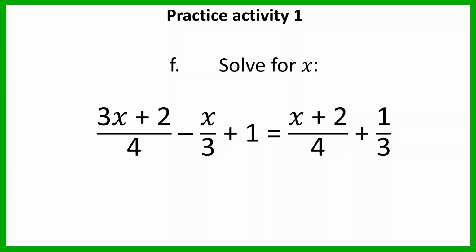In question F, we've got (3x + 2)/4 - x/3 + 1 = (x + 2)/4 + 1/3. I'm going to give you 2 minutes to solve this equation.